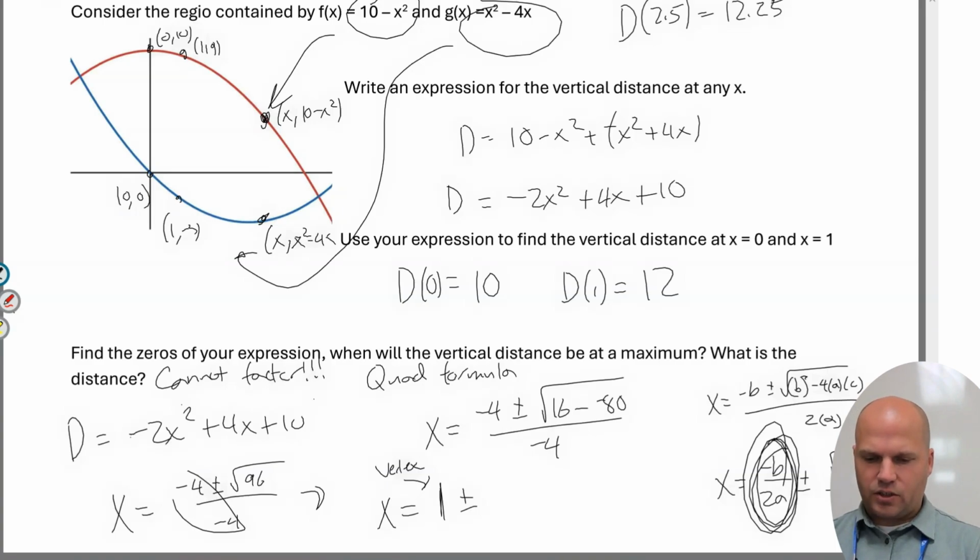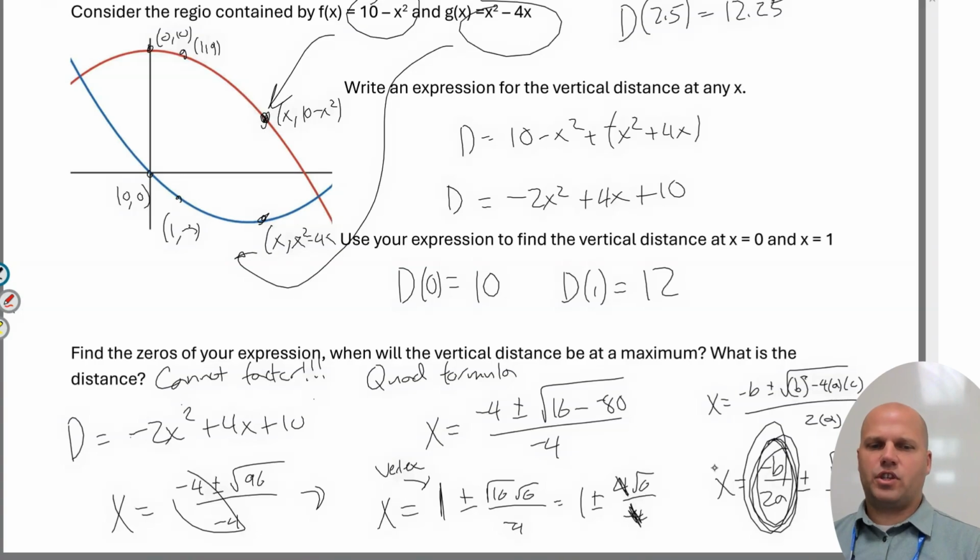96, what goes into 96? Is 36 going into 96? No. 4? 4 and 24. 24's got another 4, so 16 goes into 96. All right, root 16 root 6 over negative 4, which is 1 plus or minus 4 root 6 over negative 4. This becomes 1 plus or minus root 6. Many of you are not sure about this. We'll review the quadratic formula.